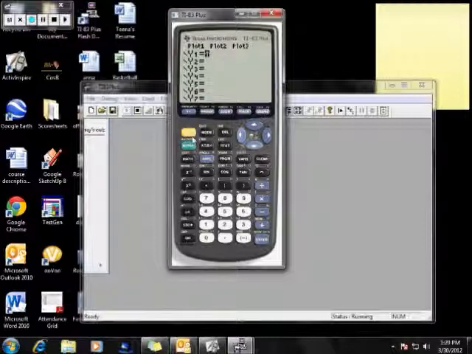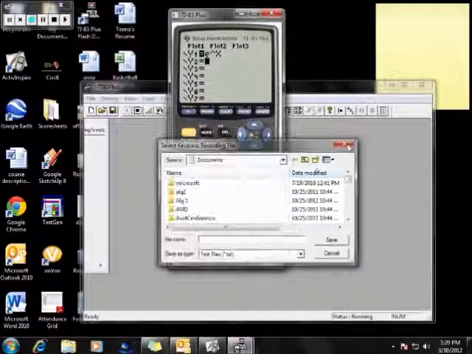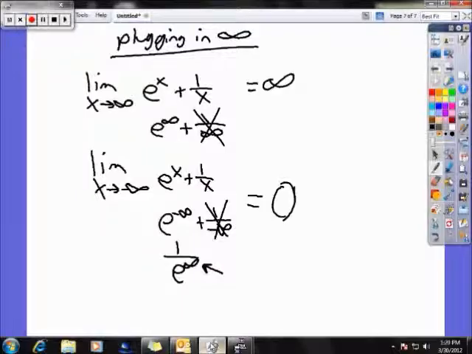We had e raised to the x, and whoops. E raised to the x. What was it? Plus 1 over x. So if you graph that, now look at this graph. So as this goes to the right, there's no horizontal asymptote, right? It just keeps going up and up. It's going to keep going up. So that was this infinity right here. As we go to the right, that graph keeps going up. That's a limit of infinity.